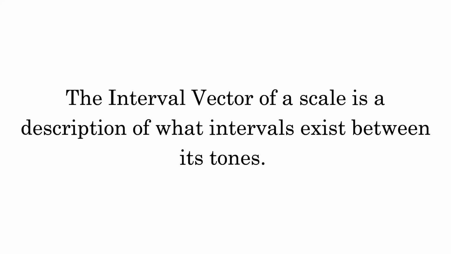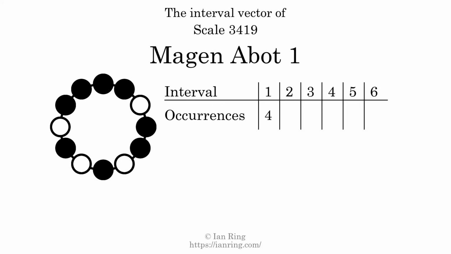The interval vector of a scale is a description of what intervals exist between its tones. There are 4 intervals with the size of 1 semitone. They are here, here, here, and here. There are 6 intervals with the size of 2 semitones. They are here, here, here, here, here, and here.